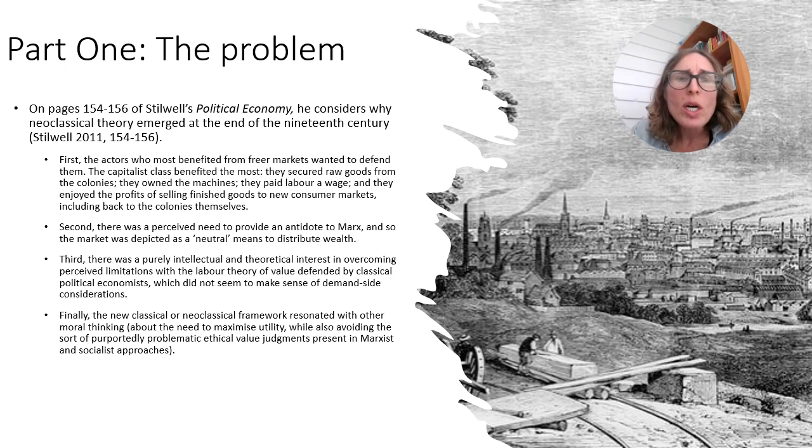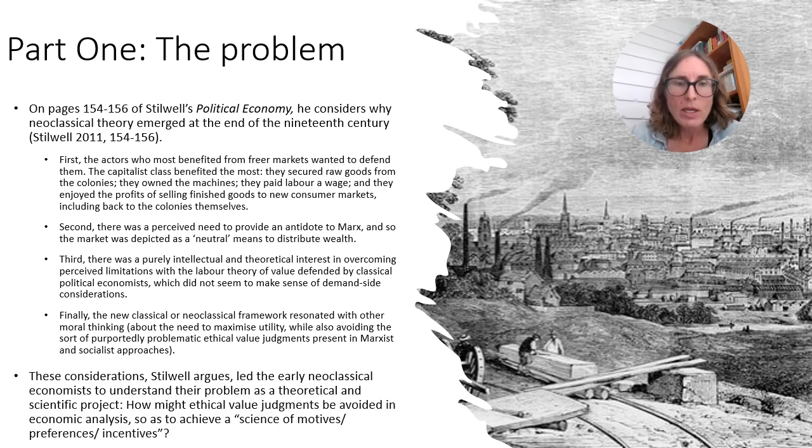Those are the four reasons that we find in Stilwell's account of why neoclassical economics emerged at the end of the 19th century. These considerations led the early neoclassical economists, so Stilwell argues, to understand their problem as a theoretical and scientific project. How might ethical value judgments be avoided in economic analysis so as to achieve a science of motives, a science of preferences, a science of incentives?